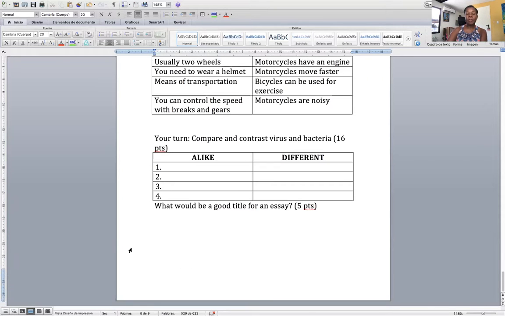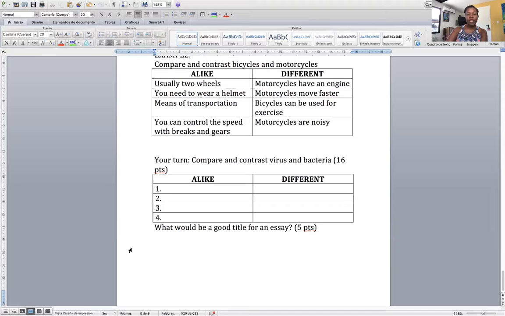So now it's your turn. You're asked to compare and contrast virus and bacteria. They're not the same thing. You can Google this information. And just like I did in the first part, you're going to tell me 4 ways in which viruses and bacteria are alike and 4 ways in which they're different. This part is worth 16 points.